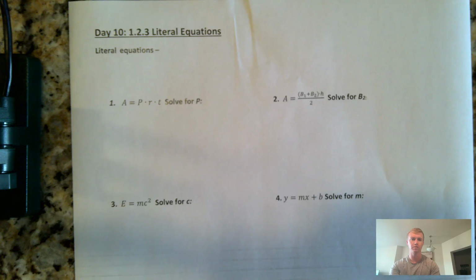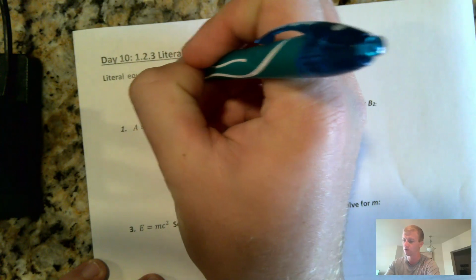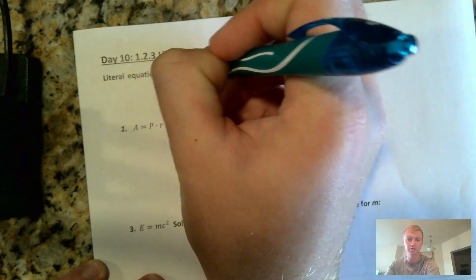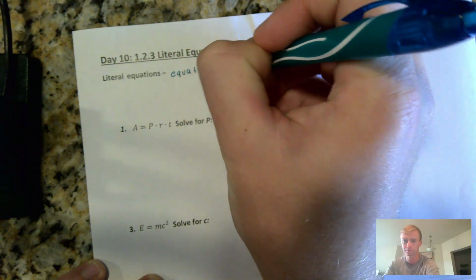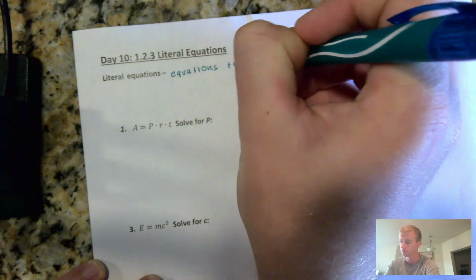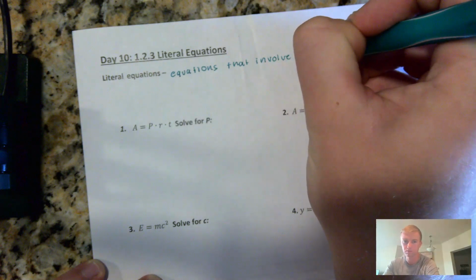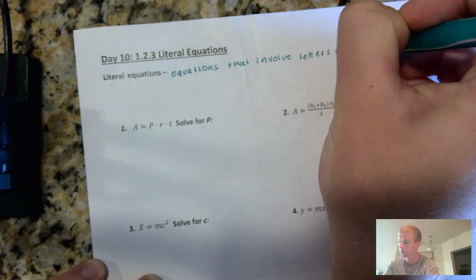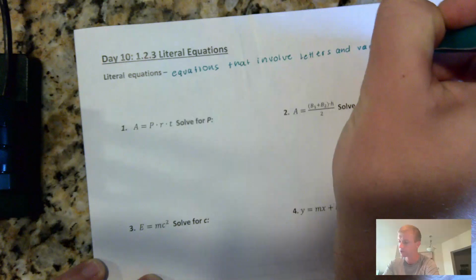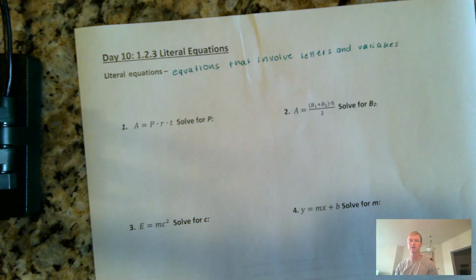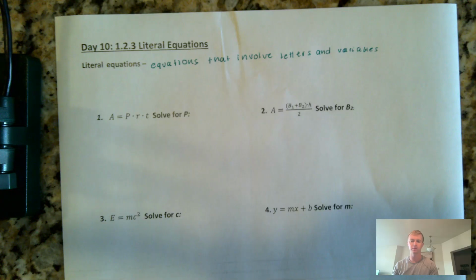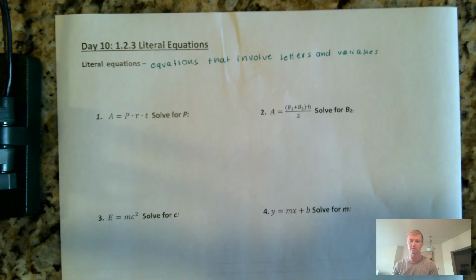So we're going to start with some definitions. Literal equations are basically equations, or a fancy way of saying equations, that involve letters and variables. In other words, we don't have any numbers here, so we're just solving for a variable. You can think of these as specific formulas, so just keep that in mind when you're looking at them.